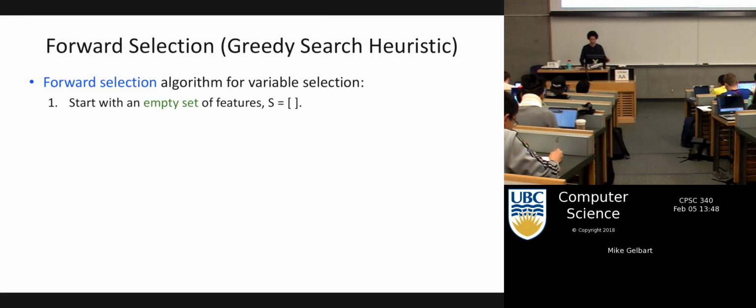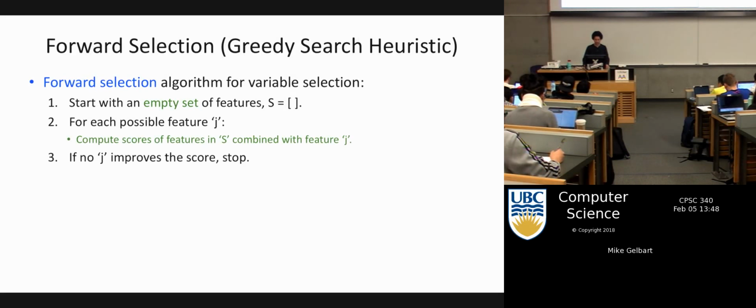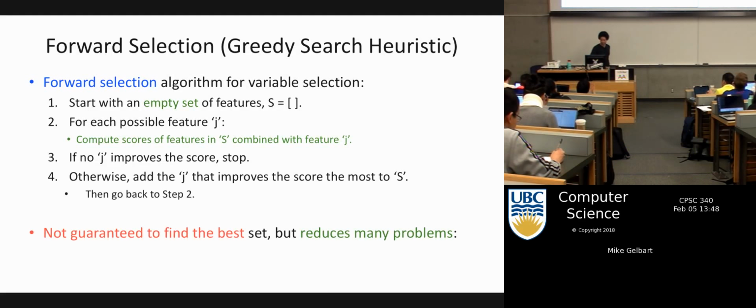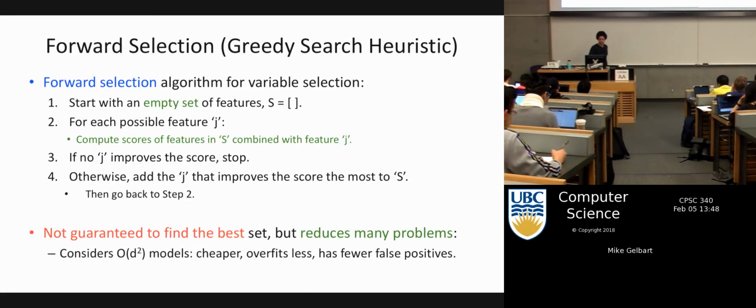Okay, so pseudocode for what we just talked about is here. So like with decision trees, this isn't perfect, but we cannot possibly search over 2 to the d sets when d is any kind of reasonable number.